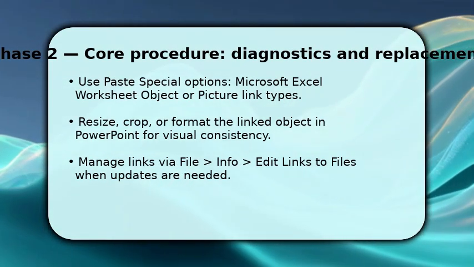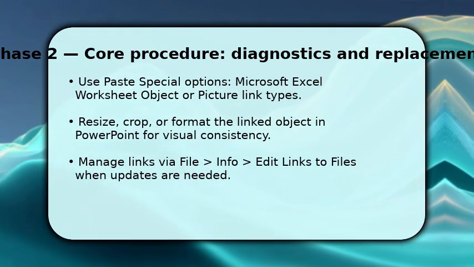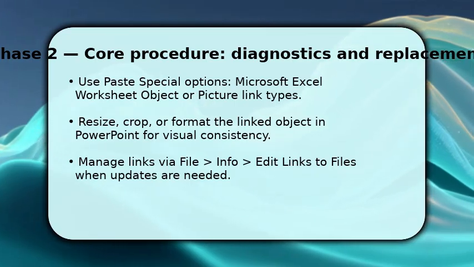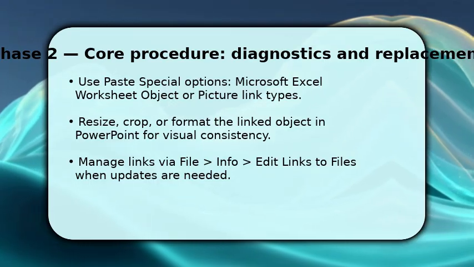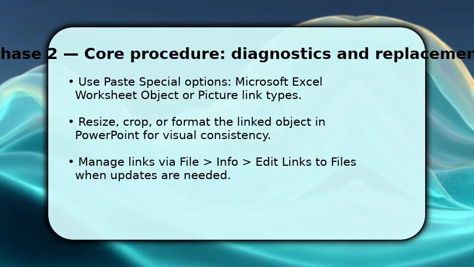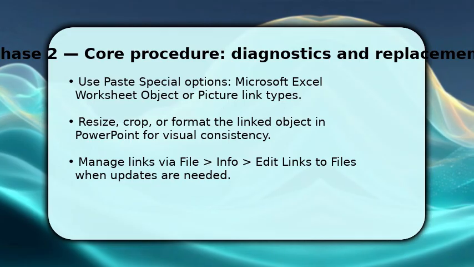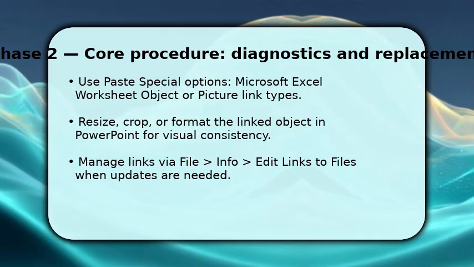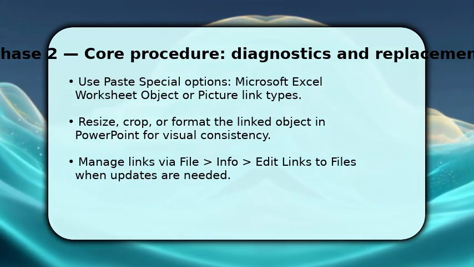Choose between an editable Excel object or a picture link. One keeps formulas, the other is static-looking but lighter. Then, resize and format the linked object on the slide so text and graphics align with your layout. Make sure to check the Links Manager under File, Info, Edit links to files to set automatic updates or manual prompts. Doing this prevents broken references and gives you predictable update timing during presentations.